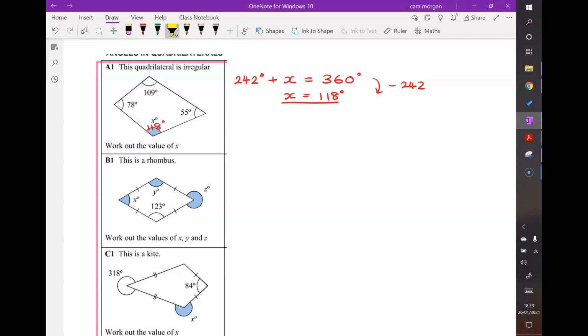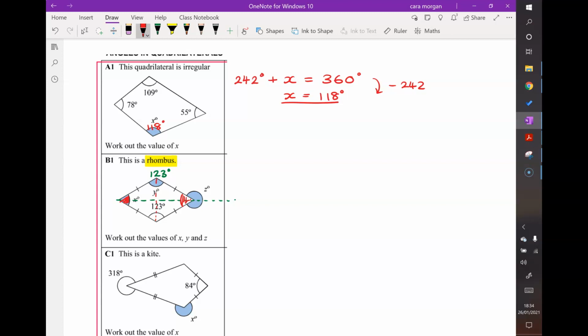My next question, I've got a rhombus. Now a rhombus has 2 lines of symmetry. It's a very special parallelogram. It's also very similar to a kite. So it's got a line of symmetry down the middle like that. And I know therefore that Y has to be 123 degrees. The thing about my rhombus is that it's also got another line of symmetry down the middle there. So I do know that angle X and the angle opposite X has got to be the same.